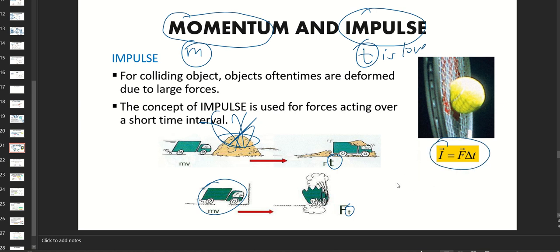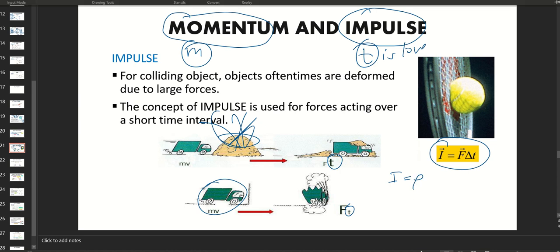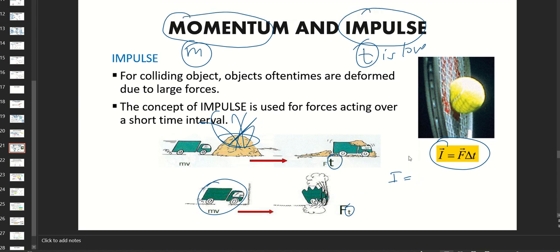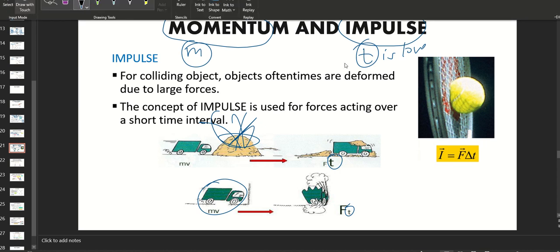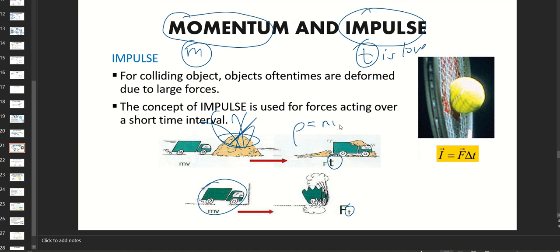Technically speaking, impulse is also equivalent to momentum in terms of formula. So, same lang naman sila. Now, to check if they're really the same, pakita ko sa inyo. Again, the formula for momentum is P equals mv. So, the unit for this one is kilogram meters per second.